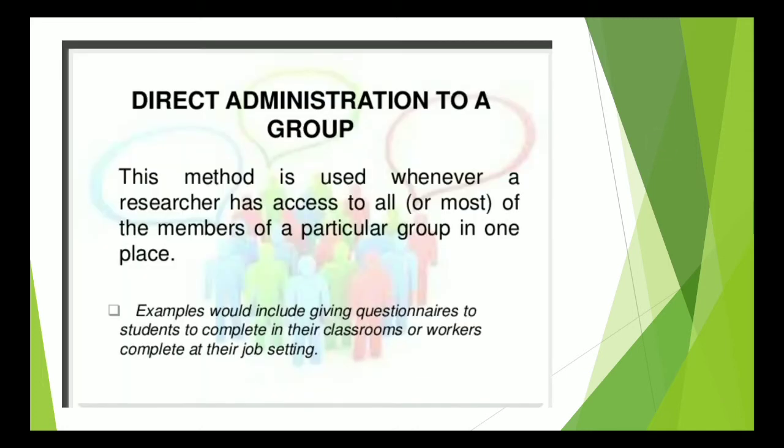Direct administration to a group is when a group of people are called and the questionnaires are passed to them. A questionnaire is basically a list of questions and the person has to select from the options given. So that is a questionnaire. So direct administration is done with a group of people. Over here an example is given. Example would include giving a questionnaire to the students to complete in their classroom or the workers to complete at their job settings.